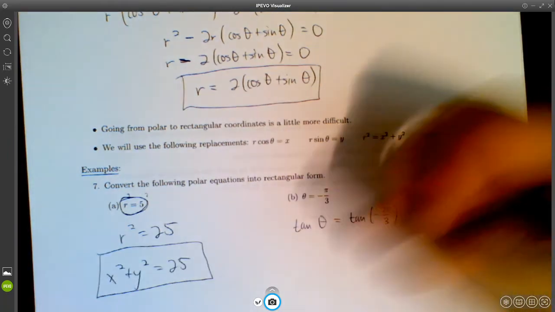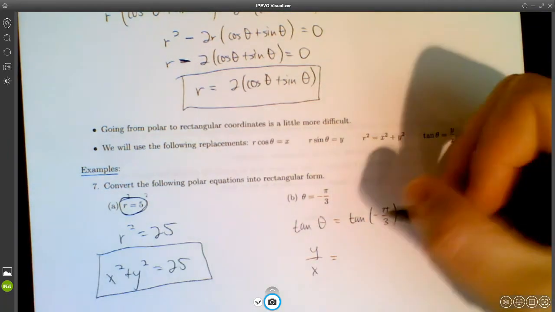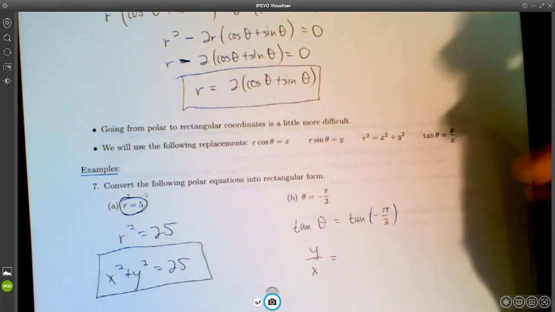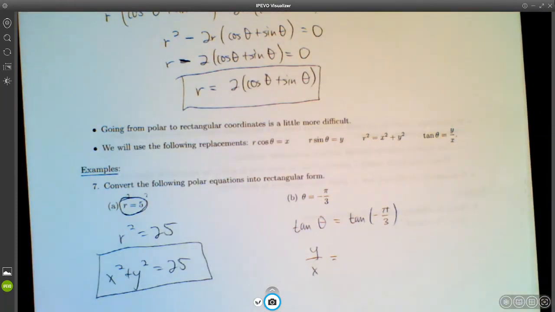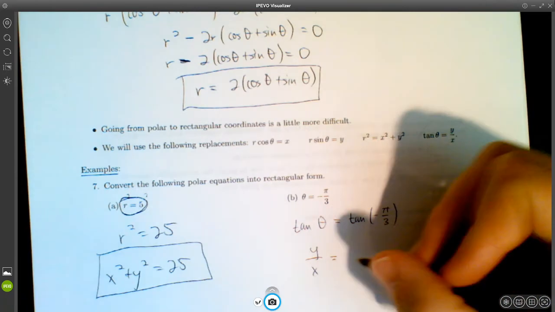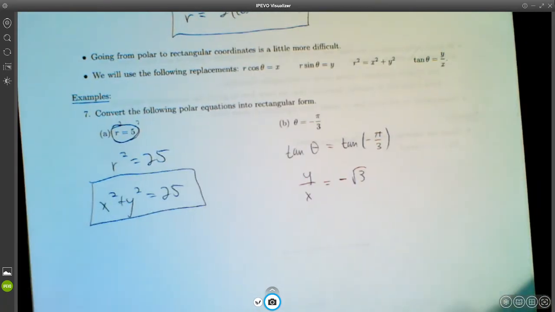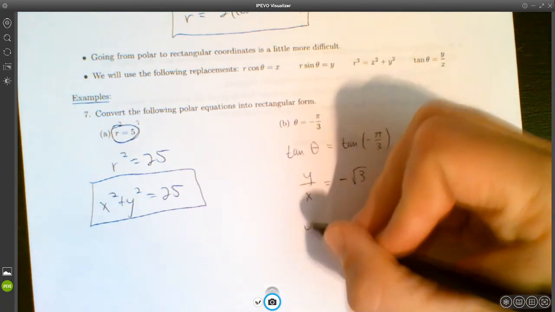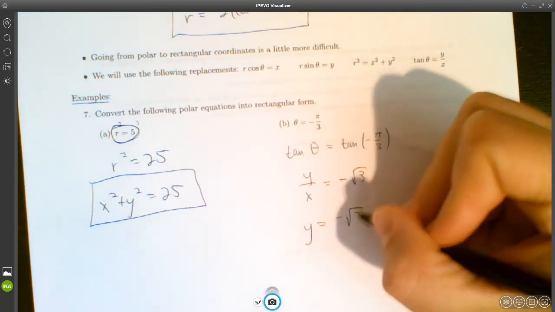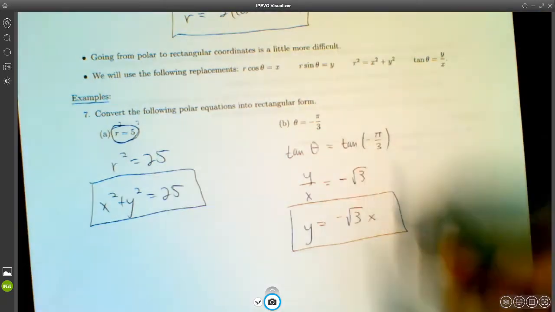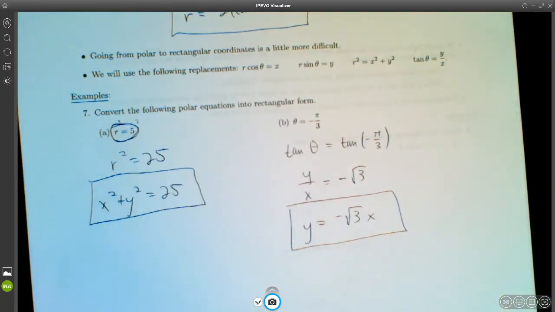Tangent theta I can replace with y over x. Tangent of negative pi over 3 is negative root 3. So that's in rectangular form now, right? I don't have any r's, I don't have any thetas. If I wanted to, I could multiply through by x. So then you can see that you just get this straight line. It's a straight line with slope negative root 3. So you're going to go down approximately 1.7 and then over 1, right? So there's that one.